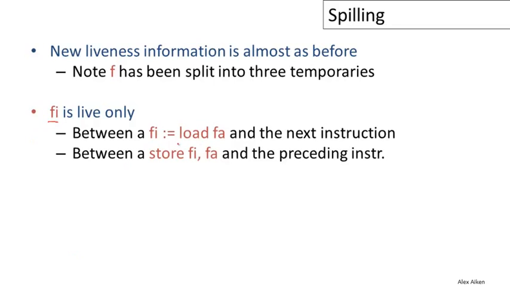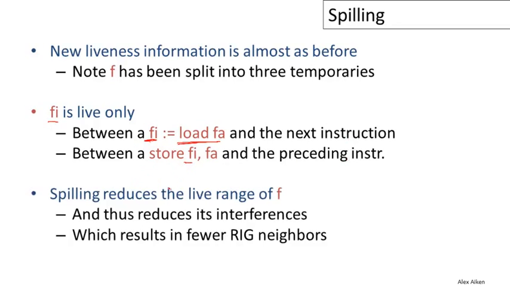So for a load instruction, the temporary that we're loading, fi, is live only between the load and the next instruction where it's used. And similarly for a store, the store of a temporary fi is live only between the store itself and the preceding instruction, the one that created fi. And the effect of this is to greatly reduce the live range of the spilled variable.